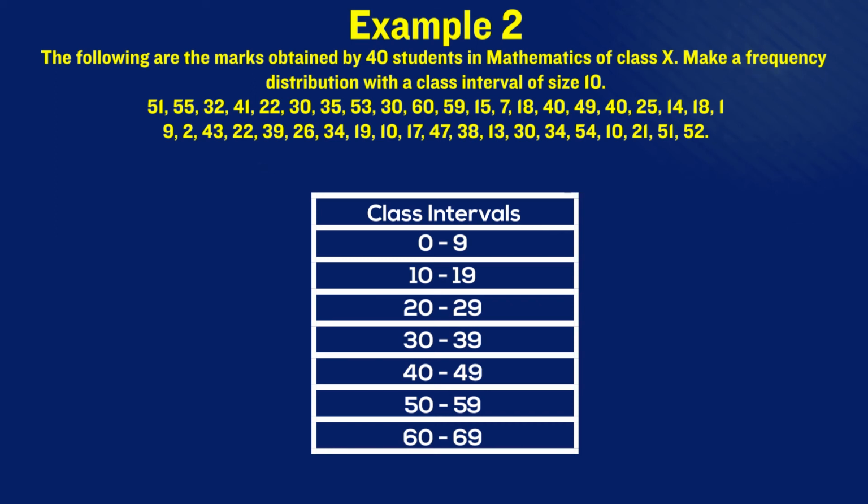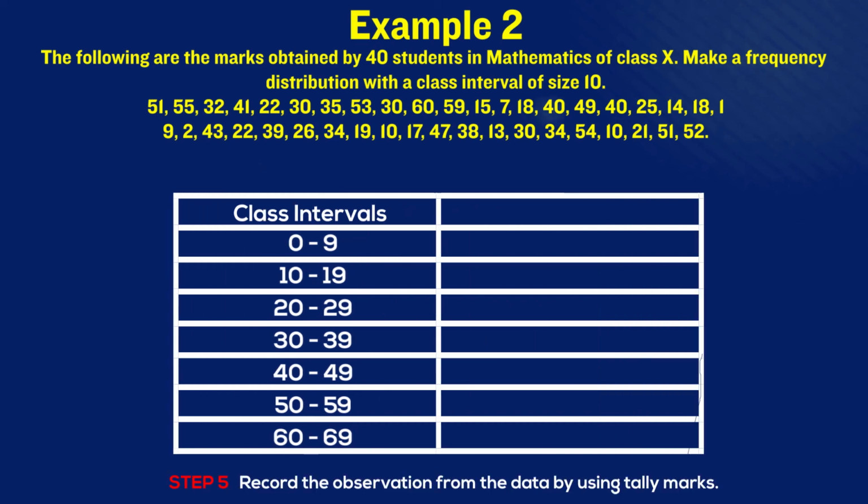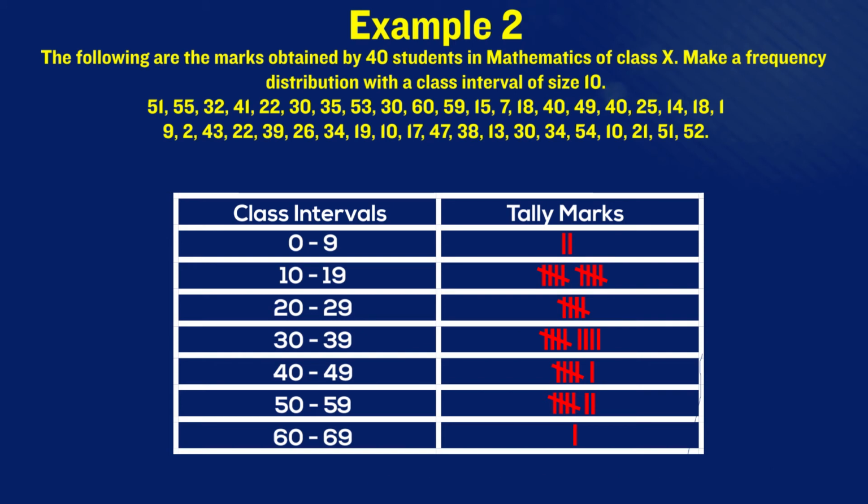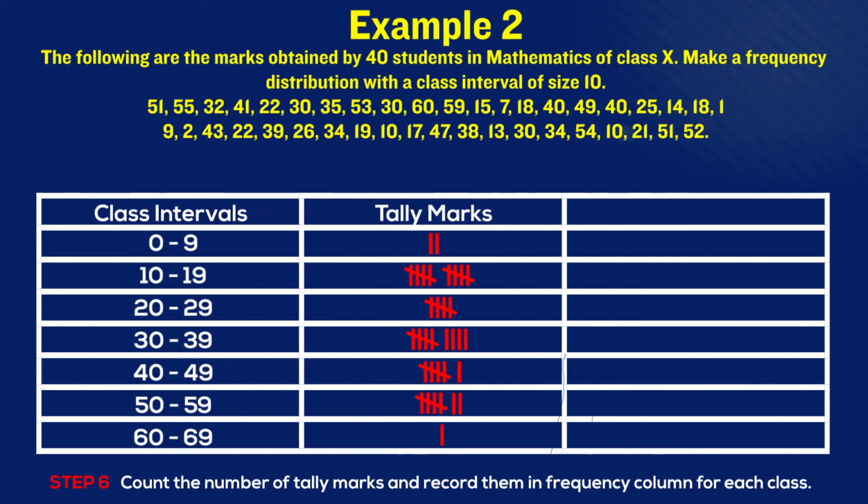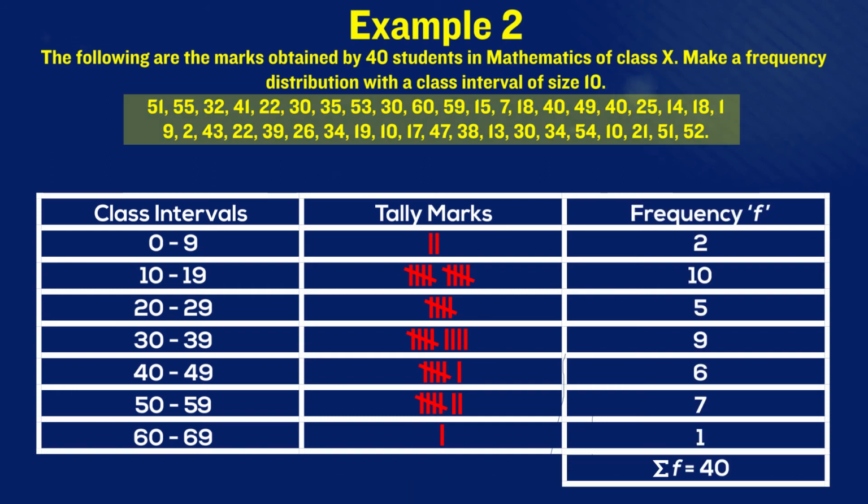We can stop here. Now comes my favorite step, tallying the observations, which we learned how to do in the previous video. Now, what do we do after recording the tally marks? That's right, we count and record them in the frequency column. The sum of frequency confirms that the job is done right. How easy was that? I'd say a lot.